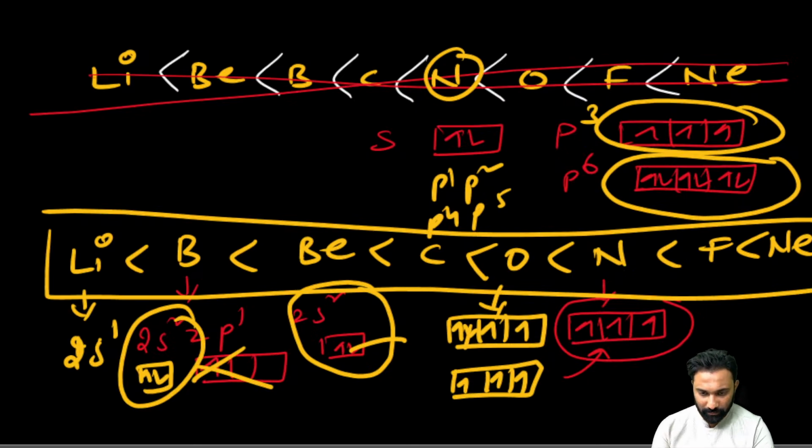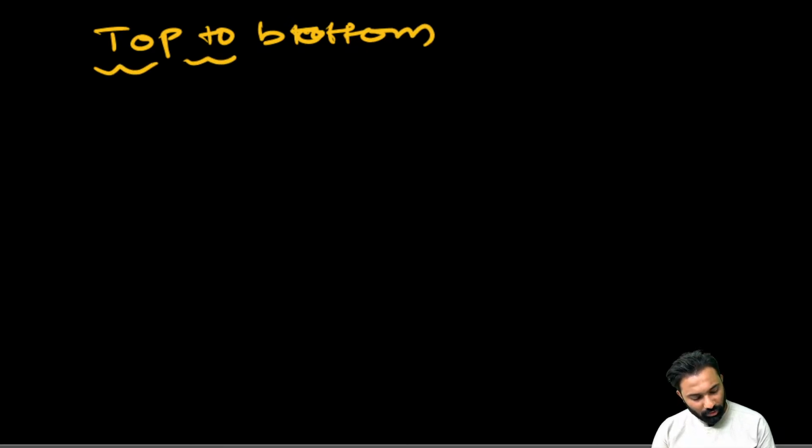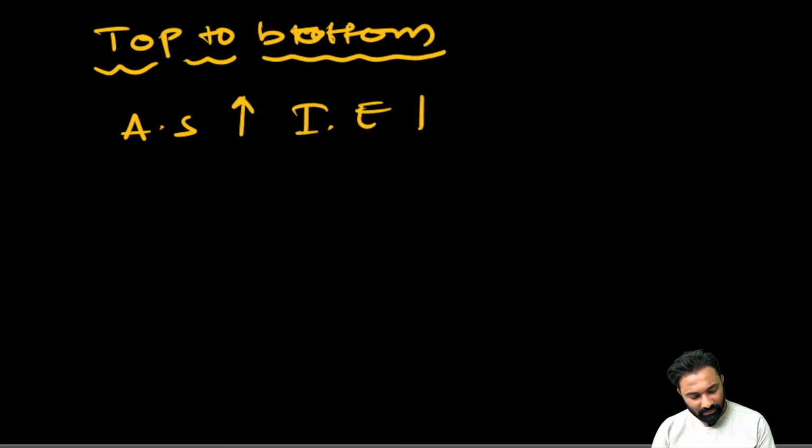Right. Now, top to bottom if you see, what happens? The atomic size will increase, so the ionization energy will decrease. For top to bottom, there is some variation in the ionization energy. It is good.